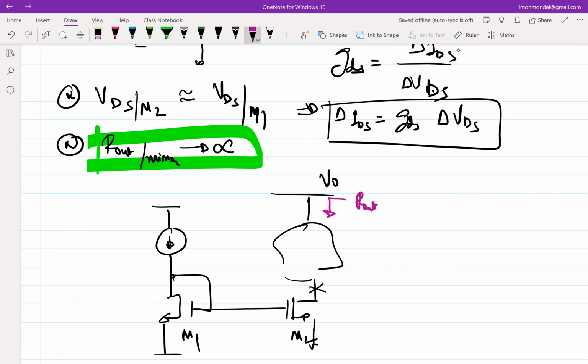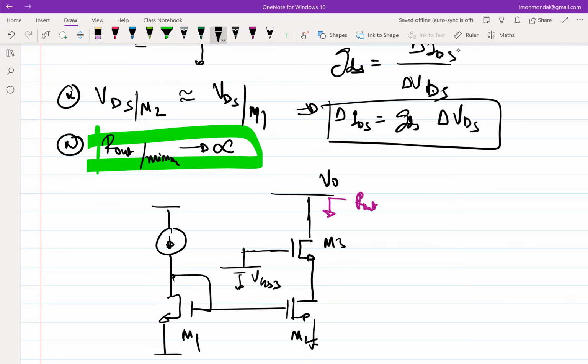So if I want to make R out very high in the context of whatever we have done till now, what is the obvious thing to do? What should I put in that box? Cascode transistor, right? Another NMOS. So let's put another NMOS. And fine, we have to bias this also with some VGS3. Okay, so this definitely is increasing my R out, right?